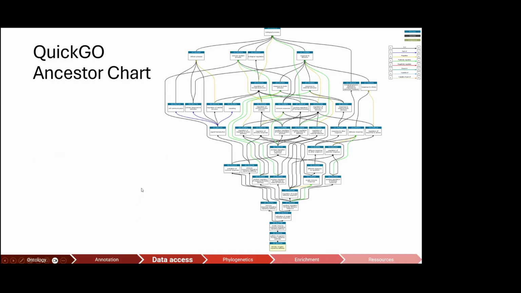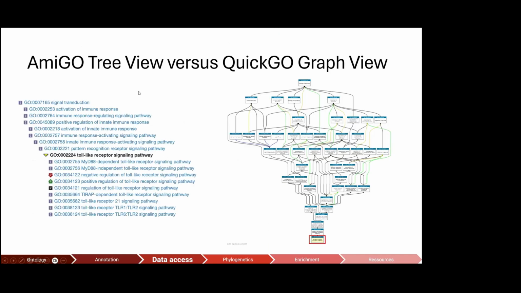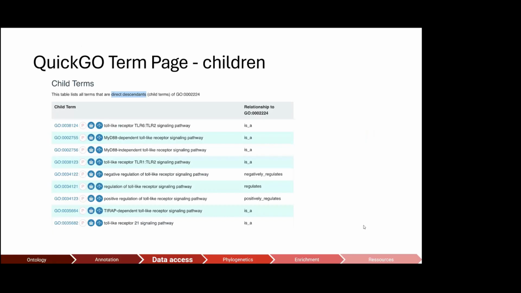So in AmiGO, I showed you a tree, with the list of the children and the terms that are above in the hierarchy, but in QuickGO you have the exact tree of all the terms that are in the hierarchy above toll-like receptor signaling pathway. So that's the difference between AmiGO and QuickGO. Okay. And for the child terms in QuickGO, you have a table with all the terms that are direct descendants of this specific GO term.